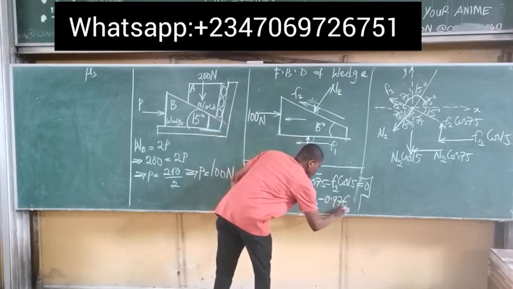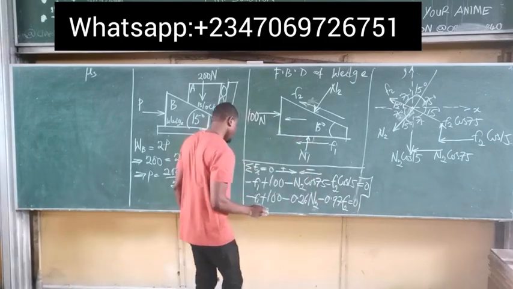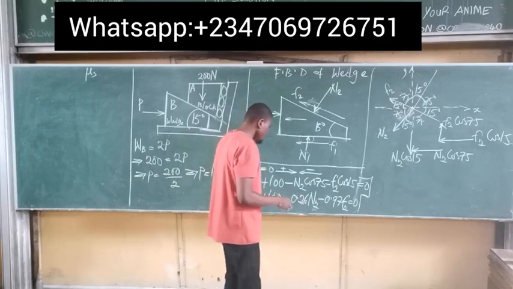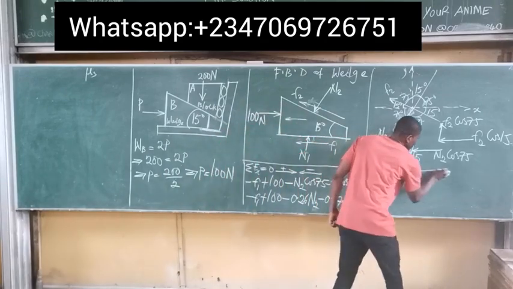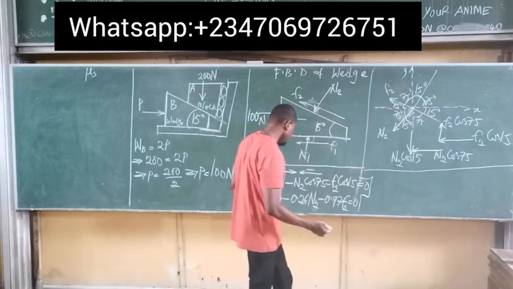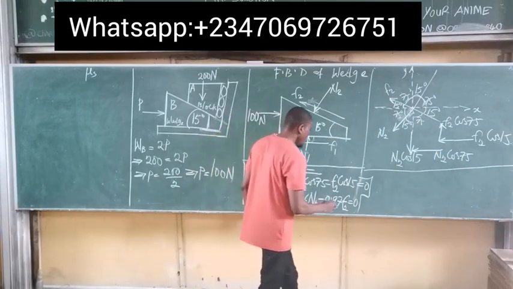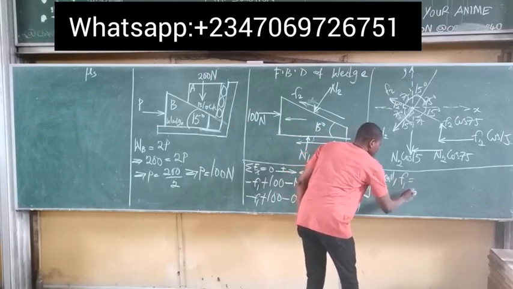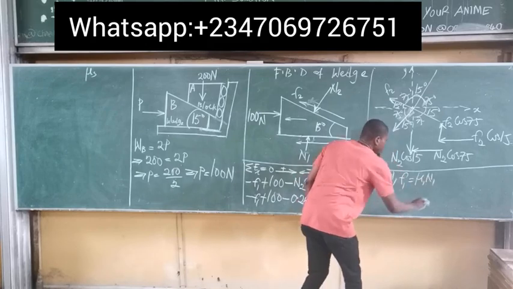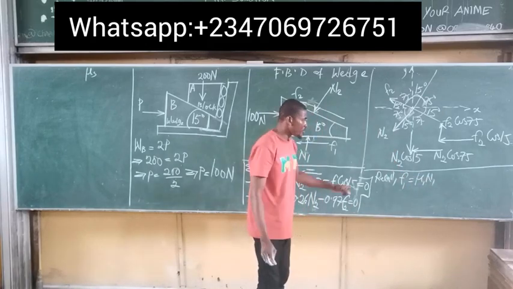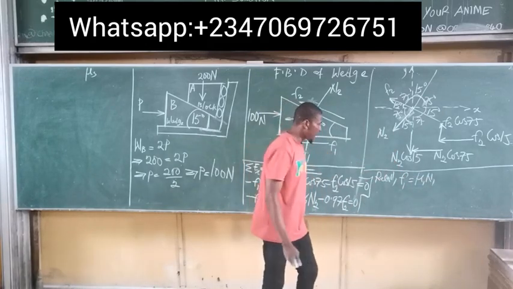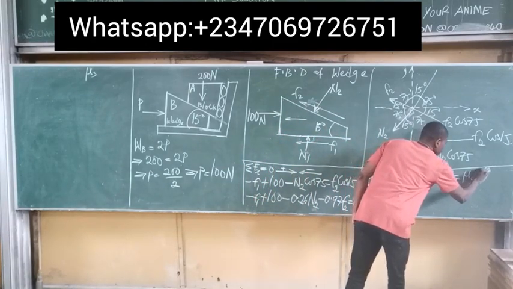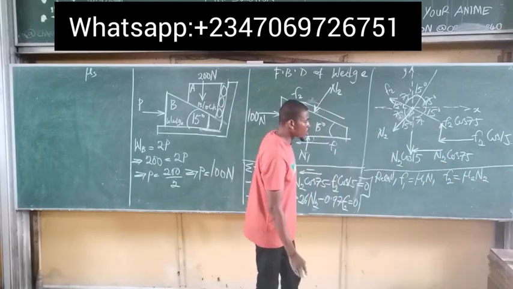0.97 f2 equals 0. Okay, but recall, let's continue that here. Recall that f1 is actually mu1 times n1, not forgetting where mu is the coefficient of static friction, and also f2 is equal to mu2 times n2, where mu is also the coefficient of static friction.